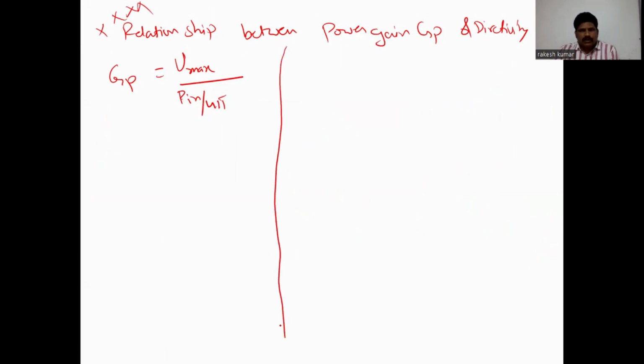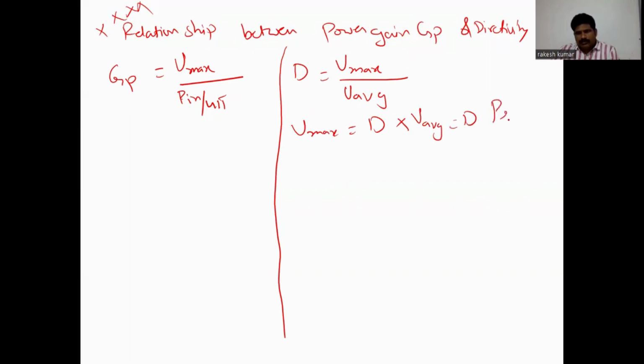Okay, now let us come to the directivity. What is the formula for the directivity? Directivity is equal to U max by U average. From this you can write the expression for U max: U max is equal to directivity into U average. What is the value of U average? U average is equal to P radiated by 4 pi. So it is directivity into P radiated by 4 pi.